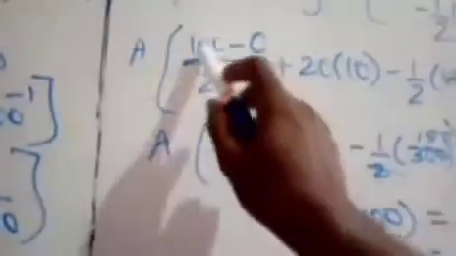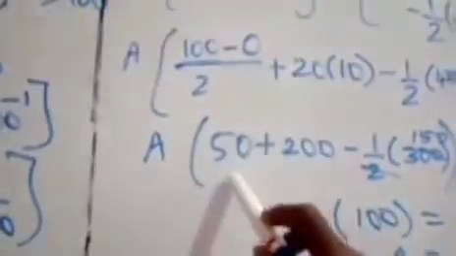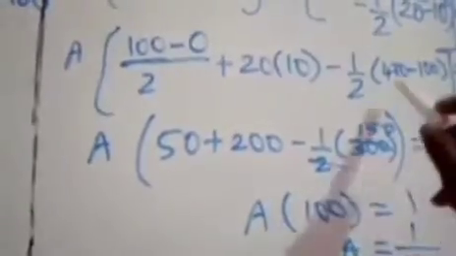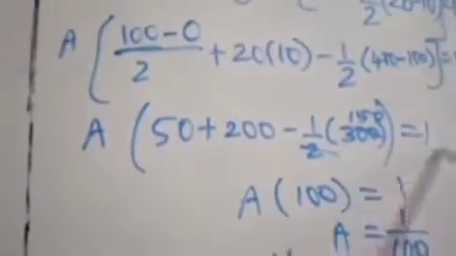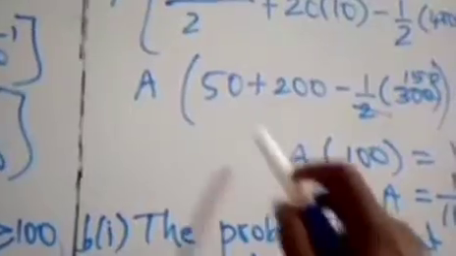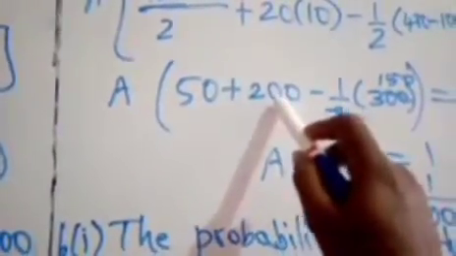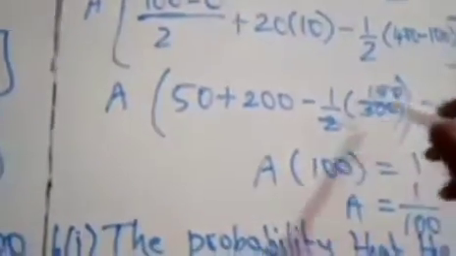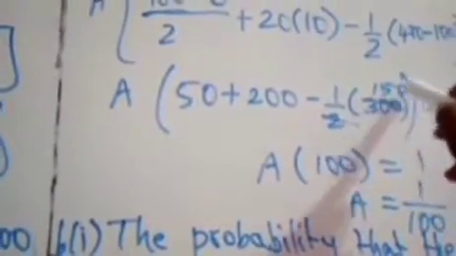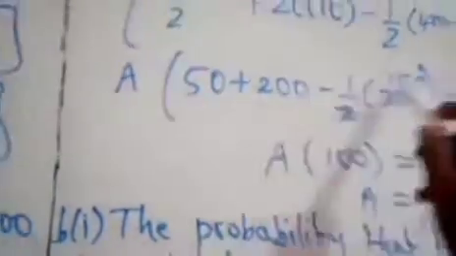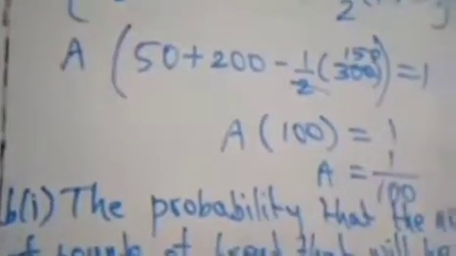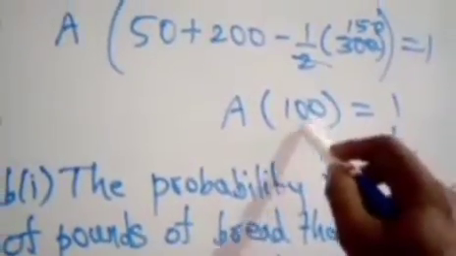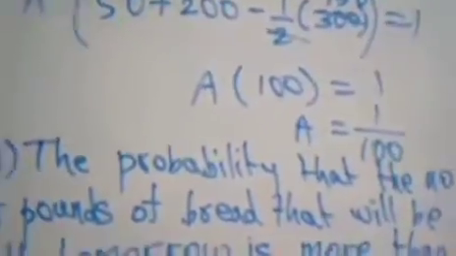Now a times (100 minus 0 is 100, 100 by 2 is 50, plus 20 into 10 is 200, minus 1 by 2 of (400 minus 100 is 300)) is equal to 1. Now a times (50 plus 200, 250, minus 150) is equal to 100a, which equals 1. So a equals 1 by 100. Here it was multiplication, it changes to division: 1 by 100.